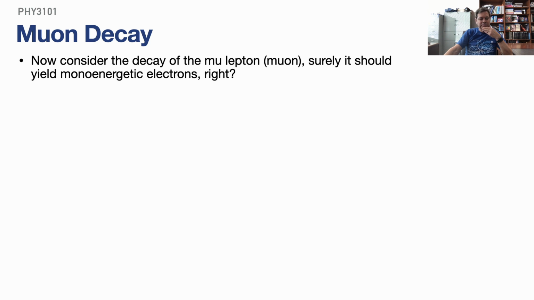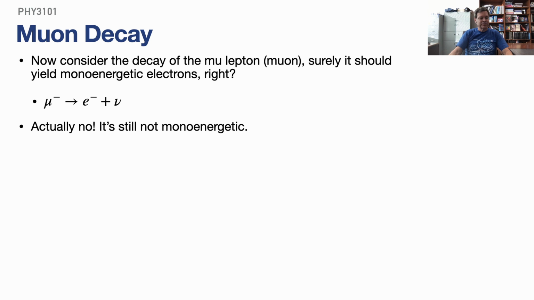now, given that, let's talk about the decay of the muon. The muon, which used to be known as the mu lepton, but got contracted to the term muon. Let's talk about how we could write its decay, because it's also unstable. It surely should yield monoenergetic electrons, right? Because I've got a muon here, negatively charged, decaying to an electron, negatively charged, and I can add the neutrino there as I might need.